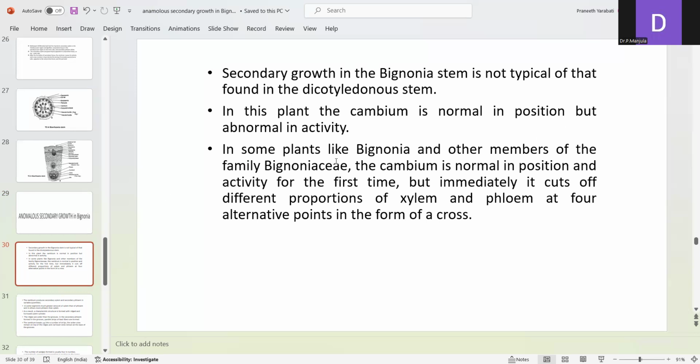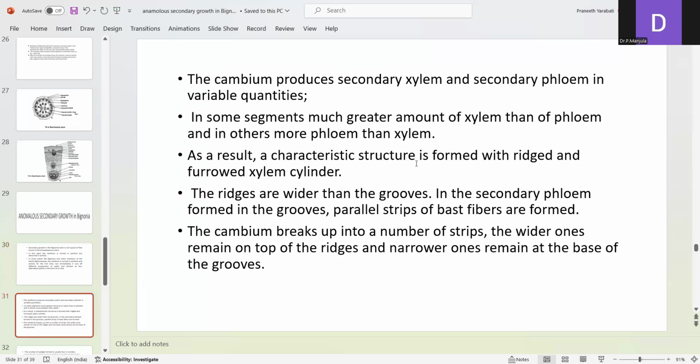In some plants like Bignonia and other members of the family Bignoniaceae, the cambium is normal in position and active at first, but immediately it cuts off different proportions of xylem and phloem at 4 alternate points in the form of a cross. So first the Bignonia cambium behaves normally, and it produces secondary xylem towards the inner side and secondary phloem towards the outside.